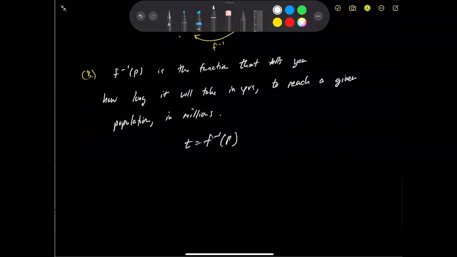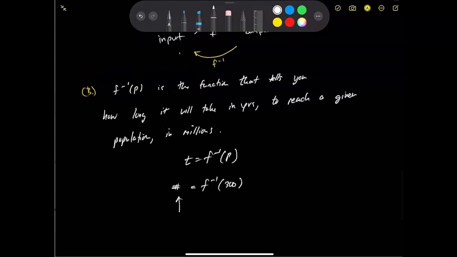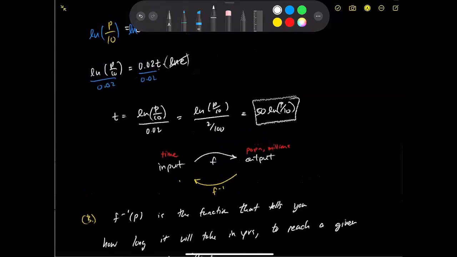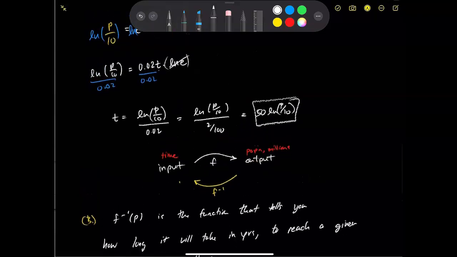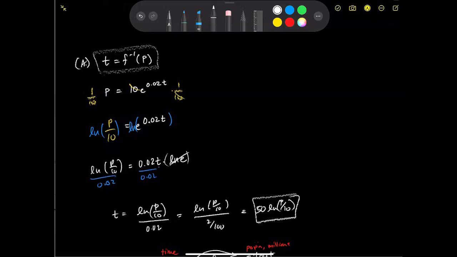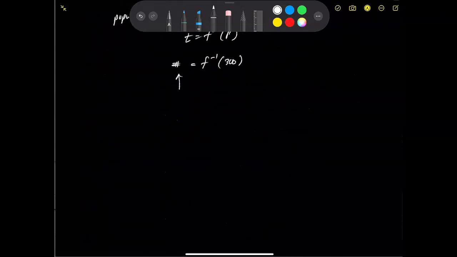If you tell me, or ask me, how long is it going to take for 300 million people to be in this particular area, we could come up with the number of years that it would take. So that would be my interpretation of what f inverse of p means, because we've swapped input and output, and this is how we would do that algebraically. So now we'll move on to number 49.